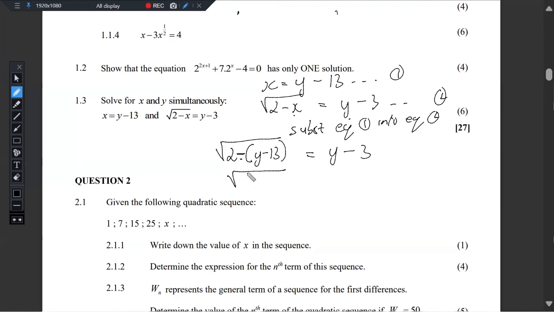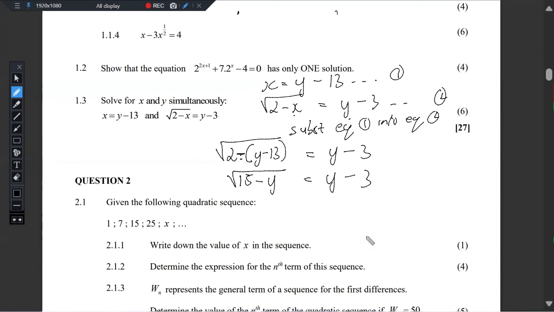So I will continue solving inside here. What is 2 minus y? It's 2, minus y. Negative and negative, it's positive, so I will have positive 13. If I add positive 13 to 2, that's 15. So I will have 15 minus y. I hope I'm not confusing anyone there. Then it's equals to y minus 3.